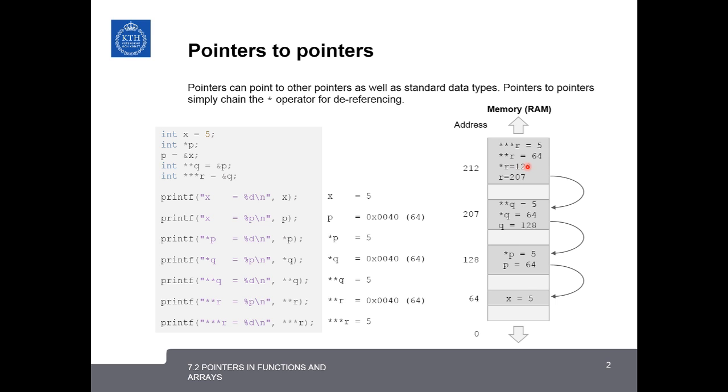The same goes for the pointer to a pointer to a pointer. So r has the address 207 as its value. It's pointing to the memory address 207, which contains pointer q. If we dereference r once, then we'll get the value for q, 128. If we dereference it twice, we get the value of 64. And if we dereference it 3 times, so a pointer to a pointer to a pointer to an integer, we'll get finally the integer 5, which is the contents of the memory location at address 64.